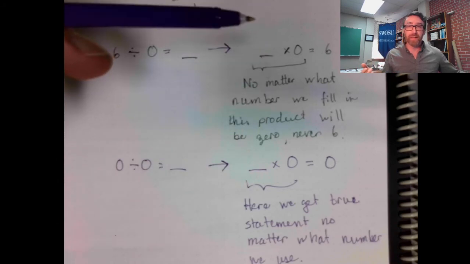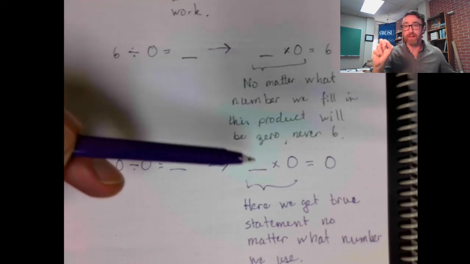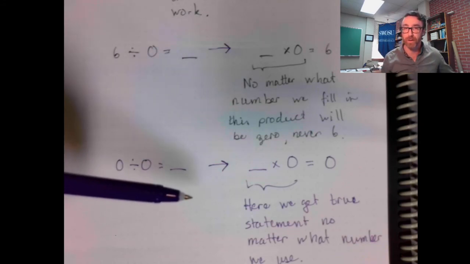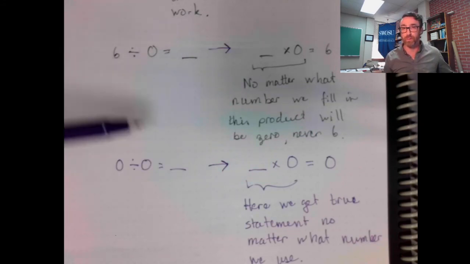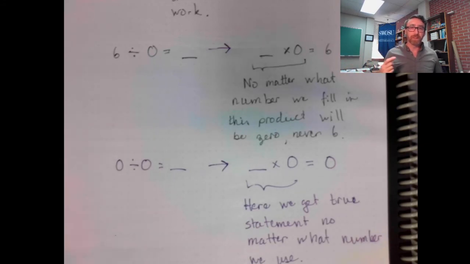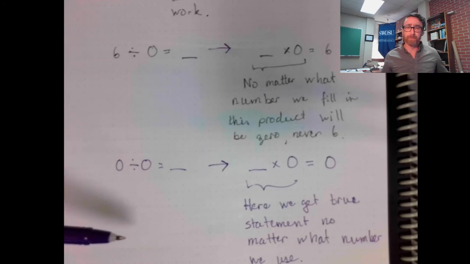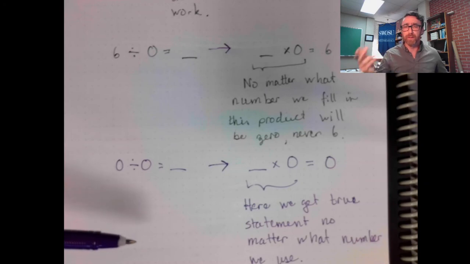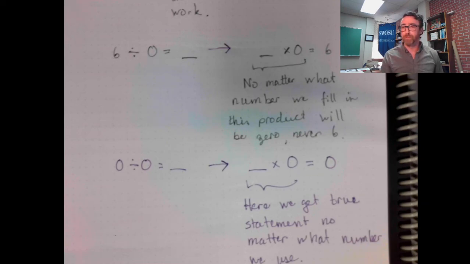In either case, this does not define a number that we can definitively say is the answer to this division problem. Over here, there's nothing that'll work. Over here, everything works. So we say division by 0 is undefined, and it covers both cases. Some folks might say 0 divided by 0 is indeterminate, but let's just simplify it and say undefined for division by 0.